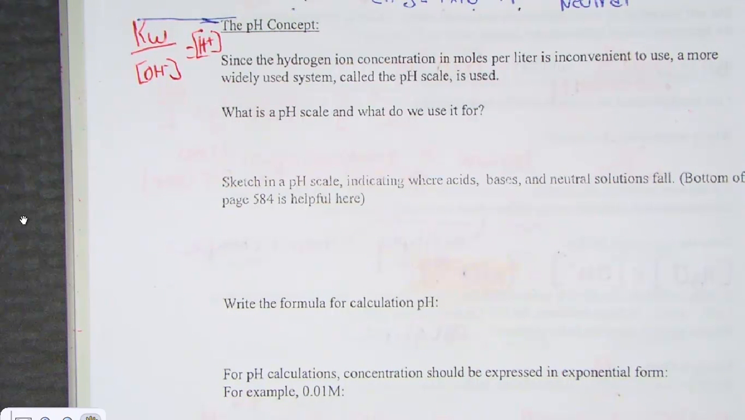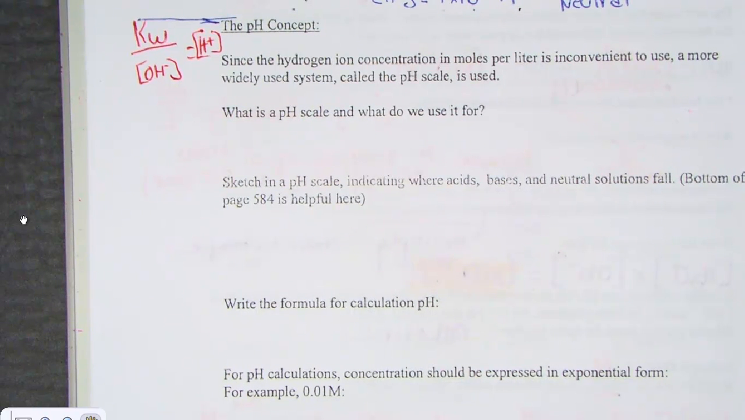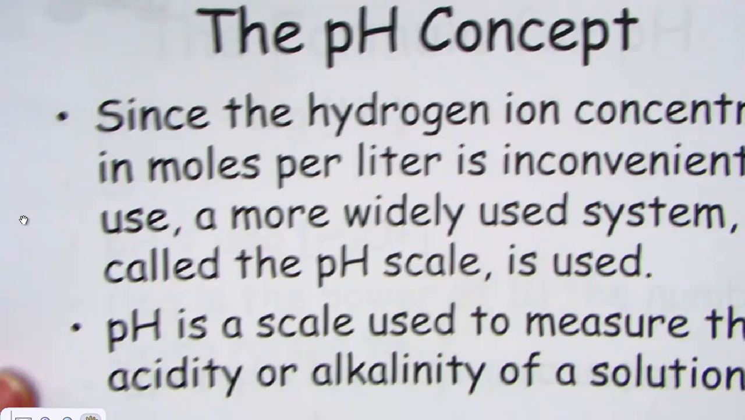I have my notepad opened. It's on page 7. I will need a calculator and of course something to write with. When ready, let's start that lesson. The pH concept, about a quarter of the way down on page 7.